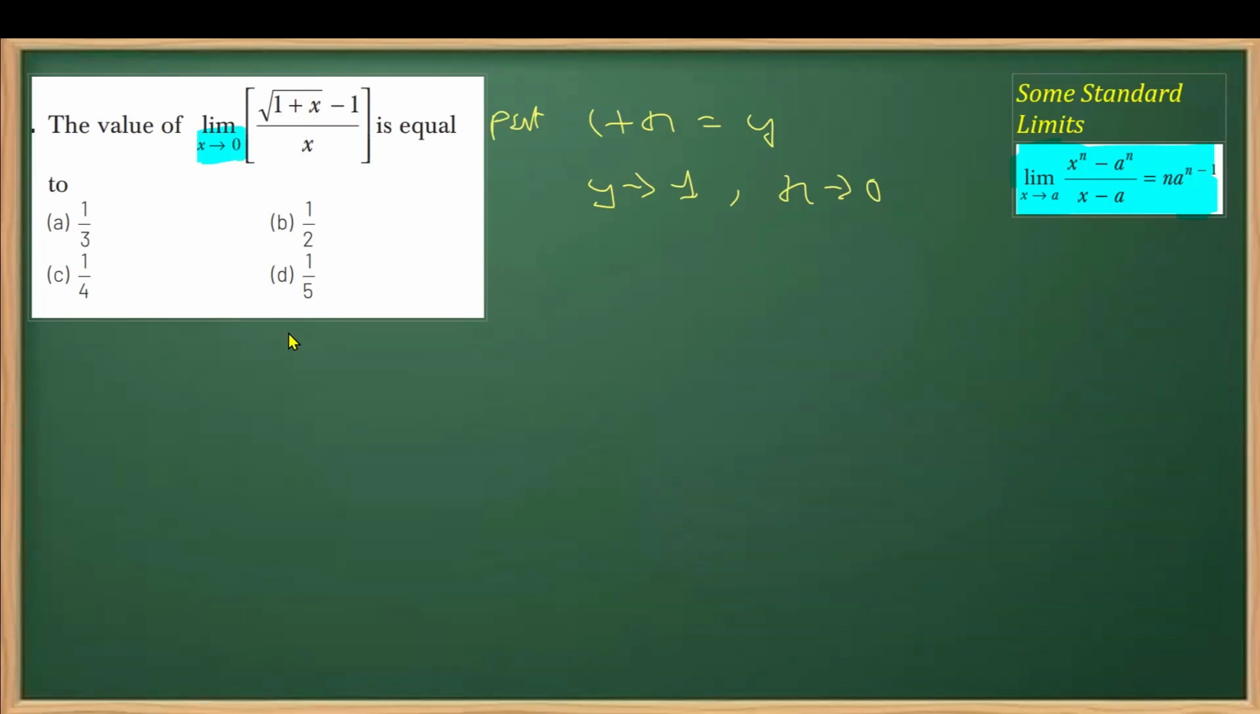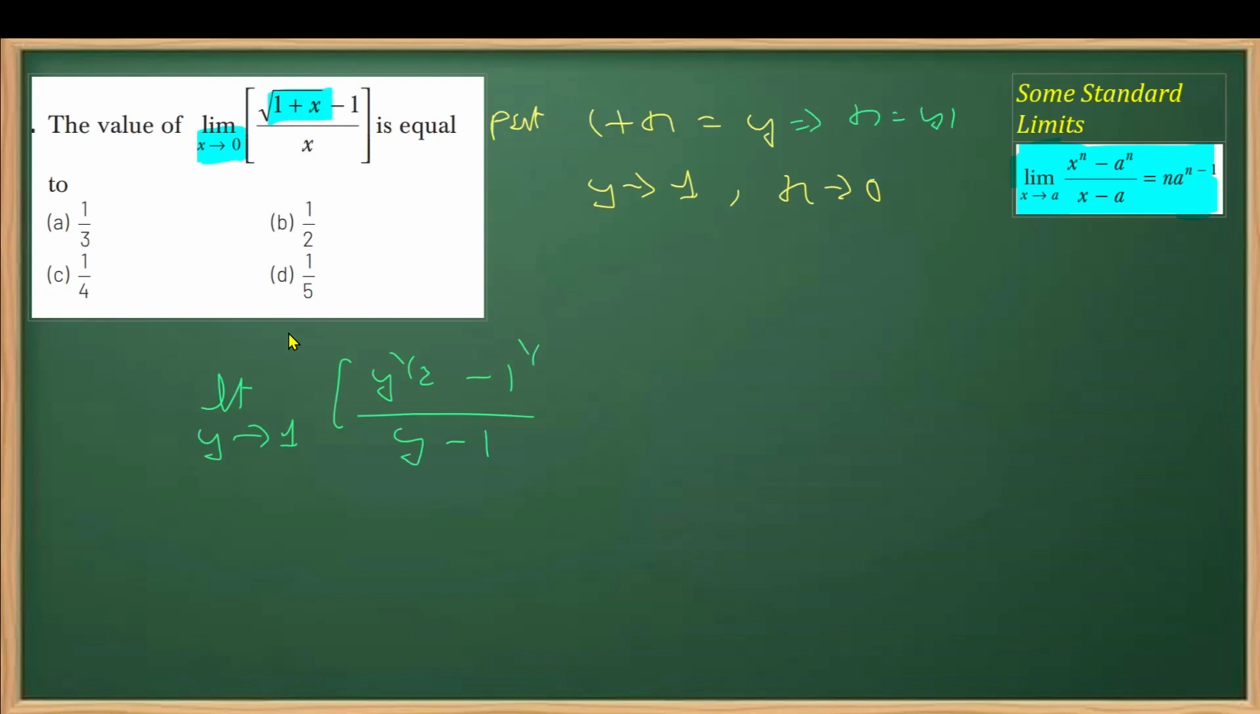Now if I write down the function in terms of y, this is limit y tends to 1, and this will be replaced with under root y, which is y raised to the power half, minus 1, divided by x. From here, x is y minus 1. This is y minus 1.